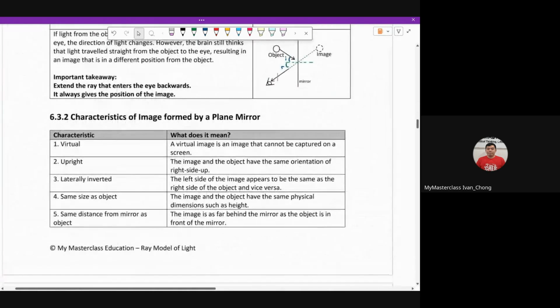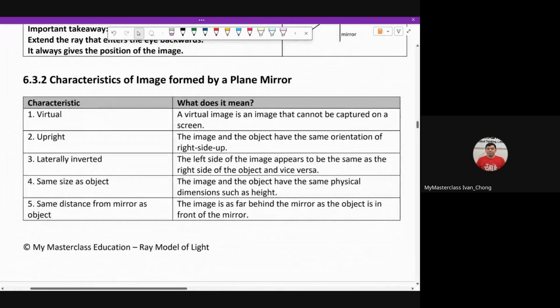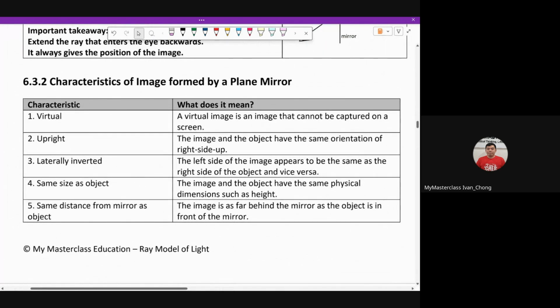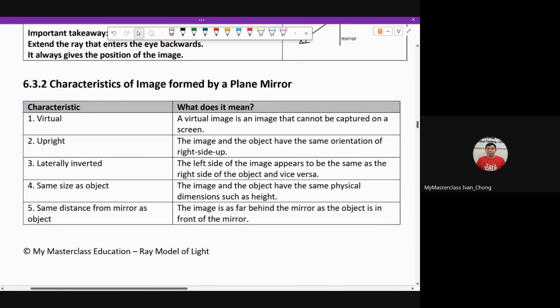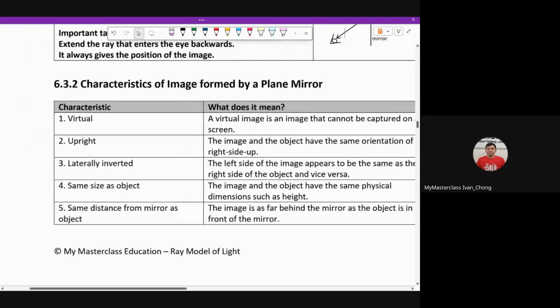Now, characteristics of your plane mirror image. So this is basic characteristics of my mirror image itself. Now, normally, if you really forget all of these characteristics, you can actually just go to the toilet and you can just play around with your mirror itself. Now, so these are your characteristics. So what does it mean by virtual? It means not real. Okay.